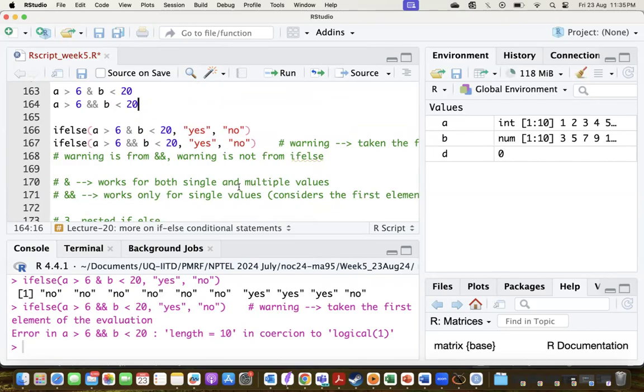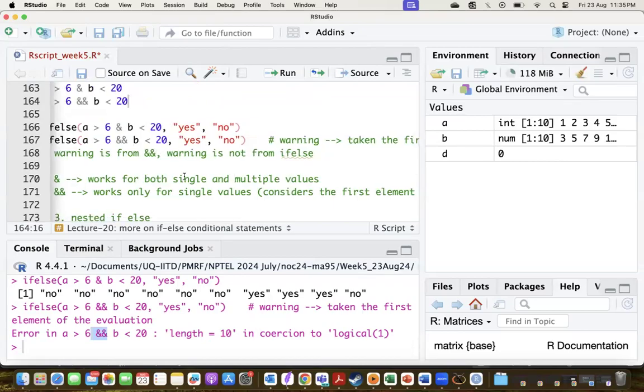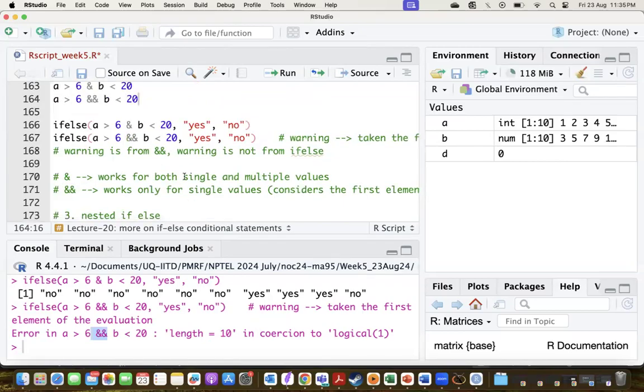Normally what the double ampersand does... anyway, long story short, it's always better to use the single ampersand, because it works for both vectors and single elements. The double ampersand typically only considers the first value. So in short, you should always use the single ampersand, not the double ampersand. But I've not been able to make it work today. I don't know what happened. I'll have to see this again.